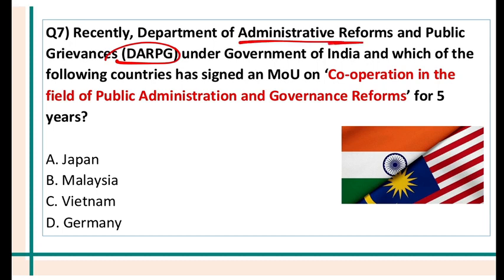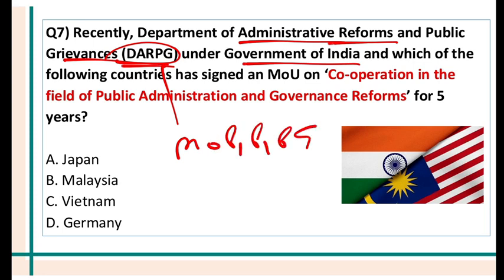DARPG, Department of Administrative Reforms and Public Grievances, under the Government of India. So it works under which ministry? Ministry of Personnel, Public Grievances and Pensions. So they have partnered with which country, and they have signed an MOU on cooperation in the field of public administration and governance reforms for 5 years. So we will cooperate with which country in administrative reforms? We will cooperate with Malaysia. Malaysia's Prime Minister Anwar Ibrahim was on a visit to India. It was his first visit since he became the Prime Minister in 2022.